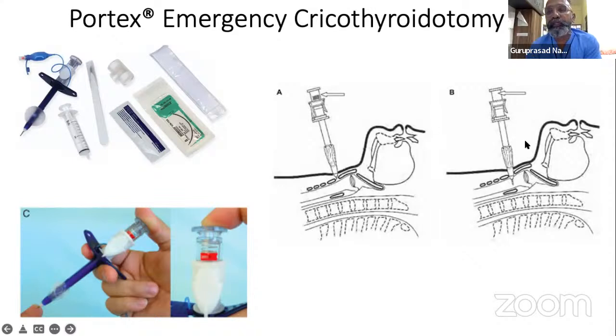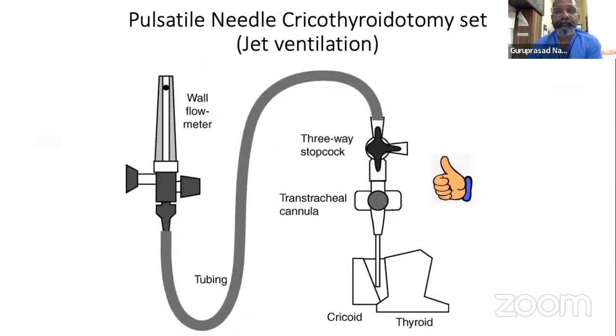Then you have to move the needle caudad, then slide the cricothyrotomy tube into the trachea, then pull out the trocar. So that is how you do a cricothyrotomy using a Portex set.